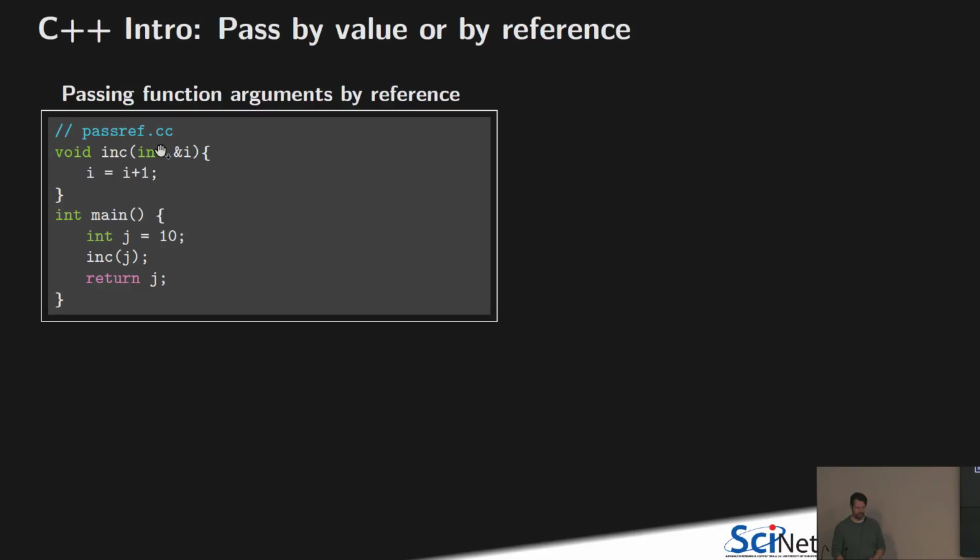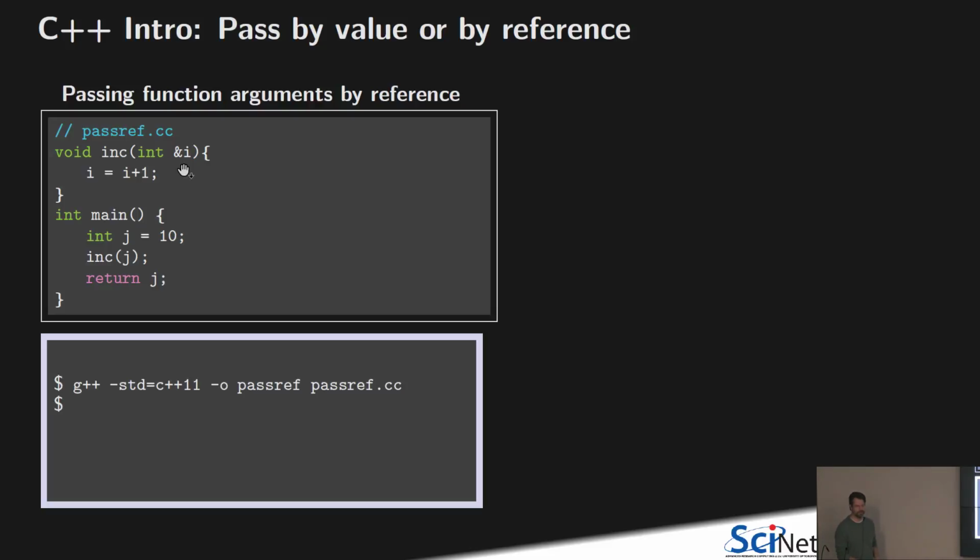The syntax is almost the same. The only thing we've added here is this ampersand, this and sign. And that completely changes how this variable is passed. If we now compile this, I've only changed this one ampersand, compilation is the same, and I run it, now the return value is 11.